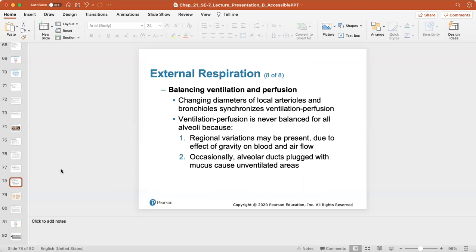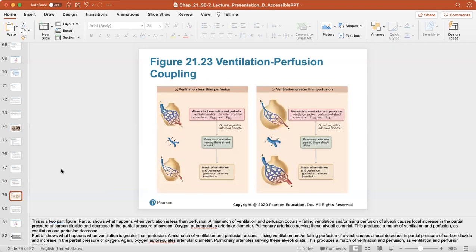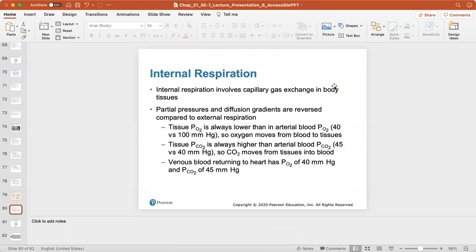This ventilation perfusion is never completely balanced because regional variations may be present and occasionally alveolar ducts may be plugged with mucus. So this shows the ventilation perfusion coupling: if ventilation is less than perfusion, we might get a mismatch, or if ventilation is greater than perfusion, we might also get a mismatch between ventilation and perfusion.